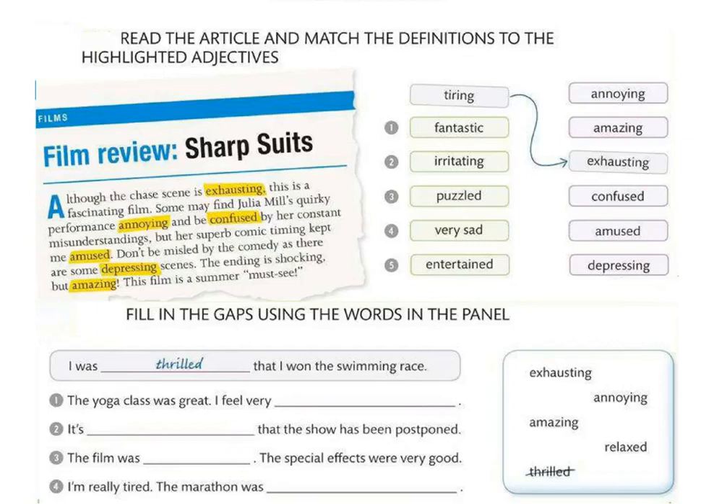Amused, or entertained. Very good. Let's fill in now the gaps using the words in the panel. We have exhausting, annoying, amazing, relaxed, and thrilled. I was thrilled that I won the swimming race. I was thrilled. I was very excited that I won the swimming race.